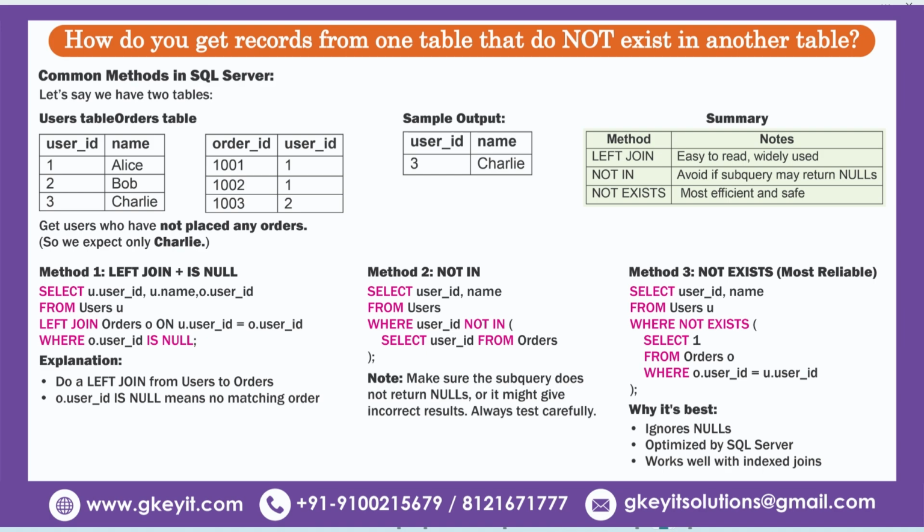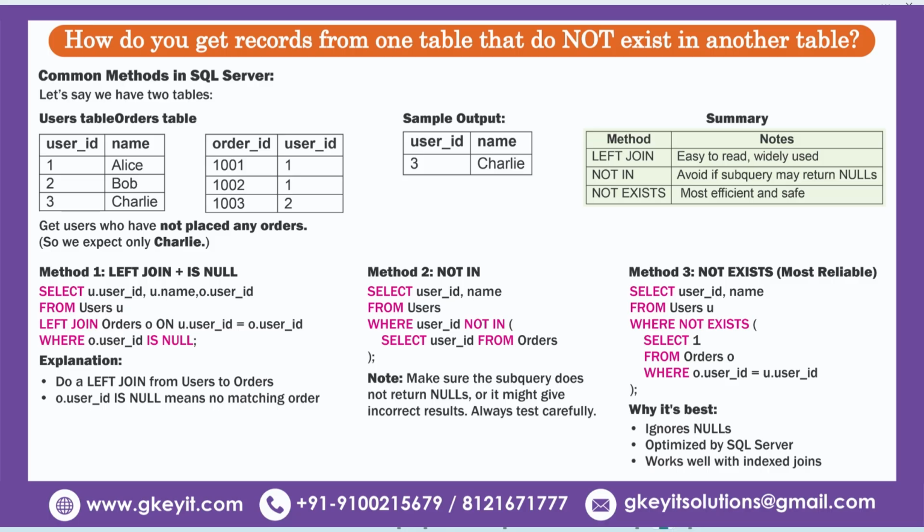For this, do a left join from the users table to orders. If the user ID is null, it means no matching order. In this way, we can get the records from one table that do not exist in another table. The second method is called not in.